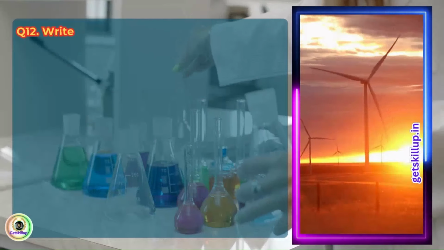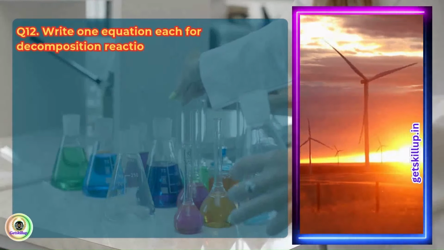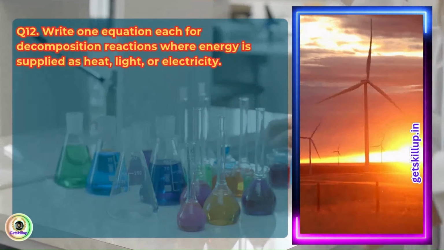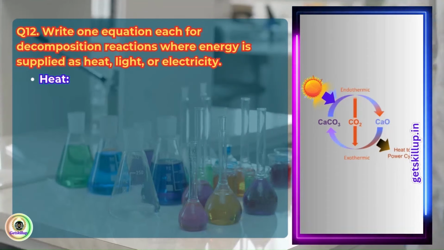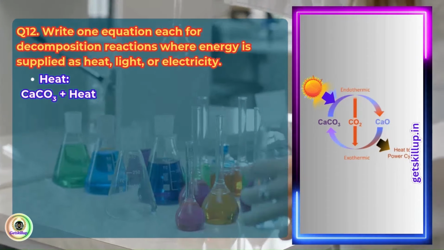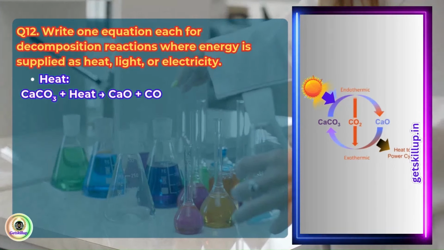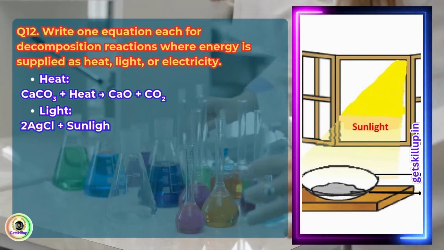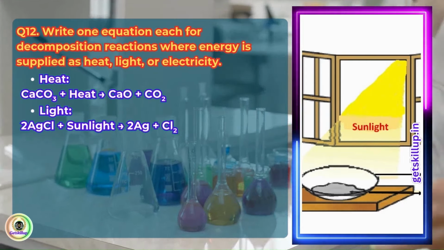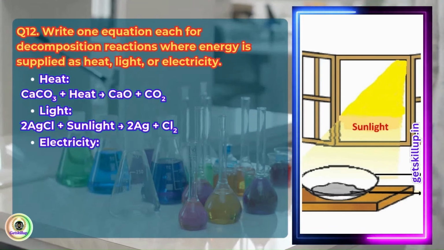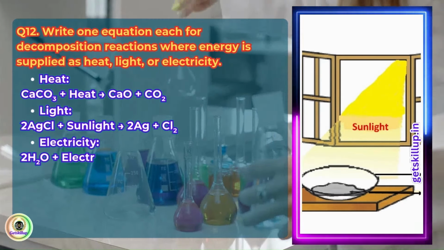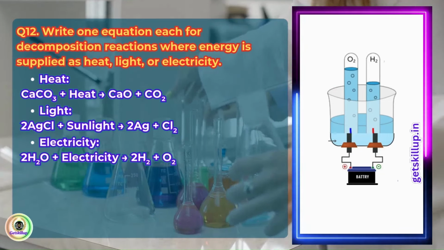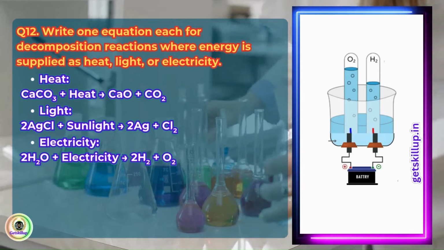Question 12. Write one equation each for decomposition reactions where energy is supplied as heat, light or electricity. Heat: CaCO3 in presence of heat gives rise to CaO plus CO2. Light: 2AgCl in presence of sunlight gives rise to 2Ag plus Cl2. Electricity: 2H2O in presence of electricity gives rise to 2H2 plus O2.